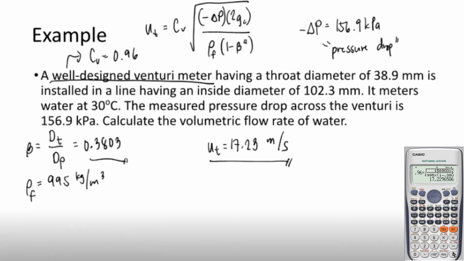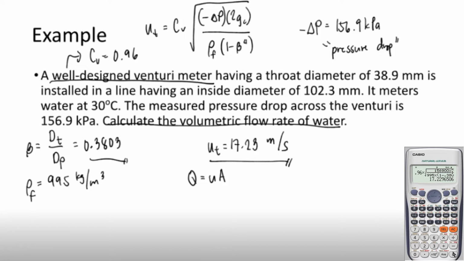This is not yet our final answer because we are asked to calculate the volumetric flow rate of water. The volumetric flow rate, if you remember, is equal to the velocity multiplied by the cross-sectional area of the conduit. In this case, we have two velocities and two cross-sectional areas. It is important that you do not mix the velocities and the cross-sectional areas of the pipe and of the throat.